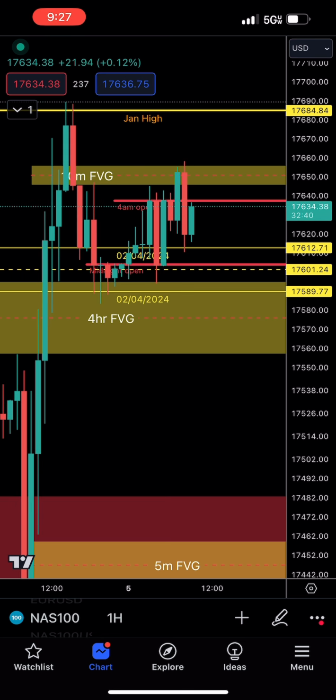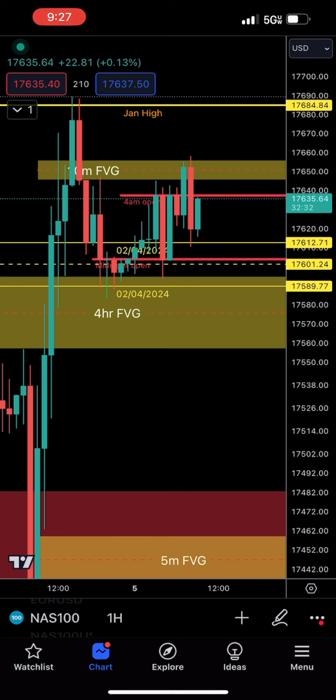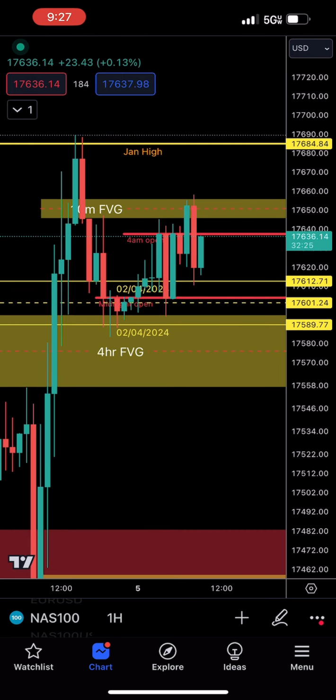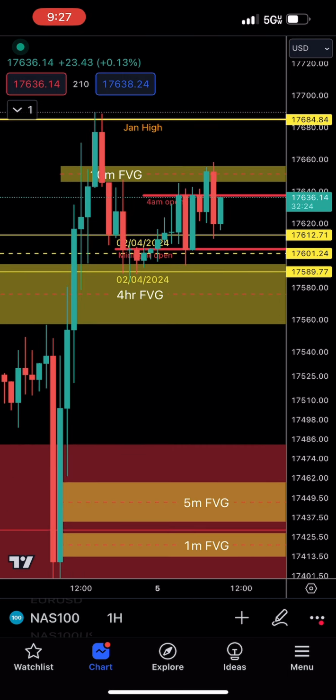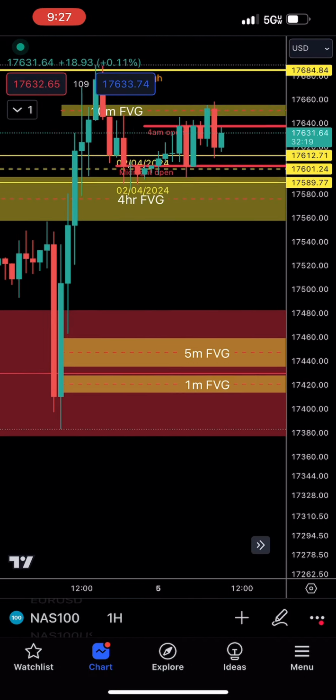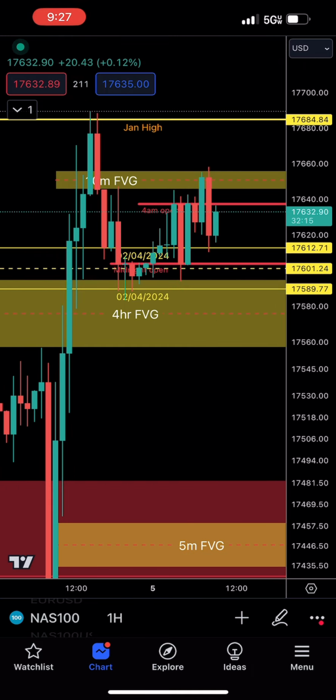Now, if you're learning ICT, you know, the thing you always want to see before you see like a big move like this is daily lows or daily highs to be swept. Okay, so what does that mean? You want to see the price go above the previous day high before you see it drop down into that 5-minute fair value gap or that 1-minute fair value gap.